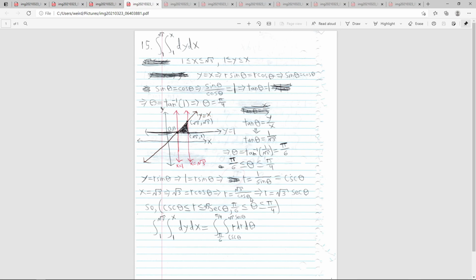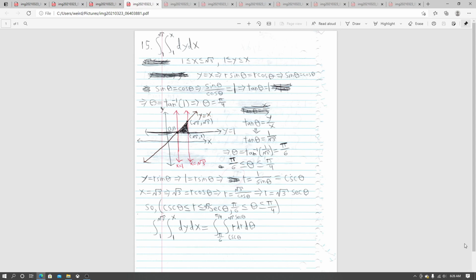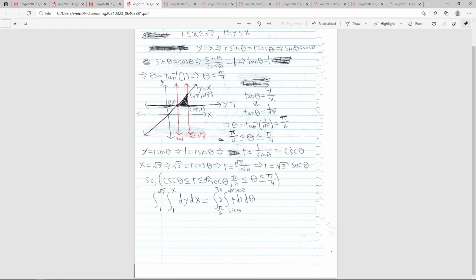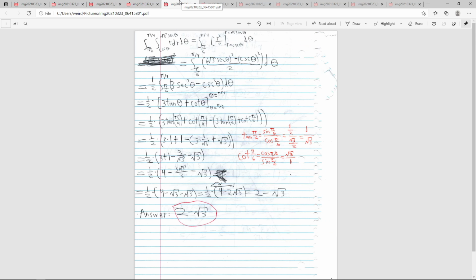You get square root of 3 divided by cosine zeta, because r cosine zeta equals x. So r equals square root of 3 secant zeta, because 1 over cosine zeta is secant zeta. So our limits are there, and then we can write the integral as pi sixth to pi fourth, cosecant zeta to square root of 3 secant zeta, r dr d zeta. You always use r dr d theta when you're converting. That's what dy dx becomes.